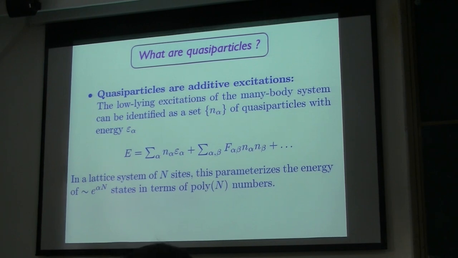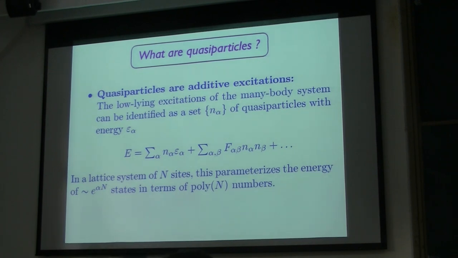What do I really mean by a quasi-particle? So I think formally this is the best definition as far as I'm concerned that applies to every system I talked about. So take some many-body system and find its many-body eigenstates. And we're only interested in the low-lying states, the ground state, and a few excited states above the ground state. And I want to write down the energy of these states.